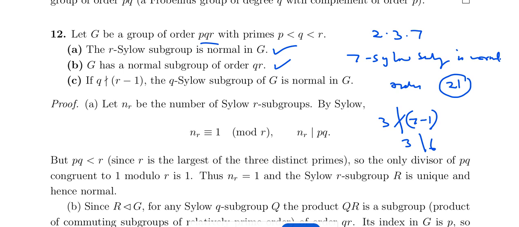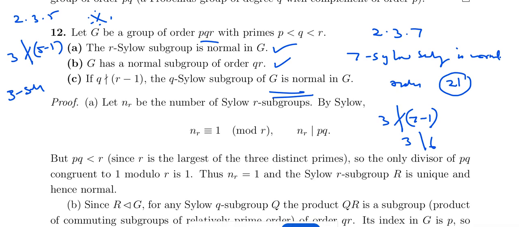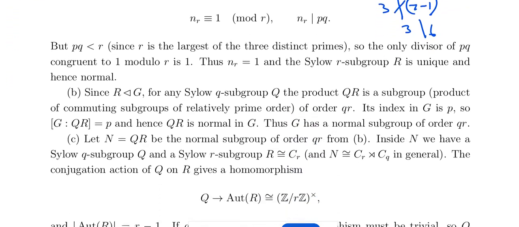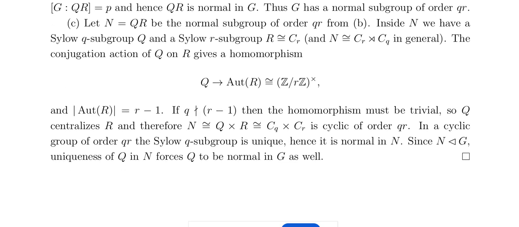Maybe if we put 5 here, that is 2 into 3 into 5, then 3 doesn't divide 5 minus 1, so we can say the Q Sylow subgroup, the 3 Sylow subgroup of G, is normal in G. So if you memorize this as a formula, that is the best. Okay, you can answer directly without calculation, without using any idea.